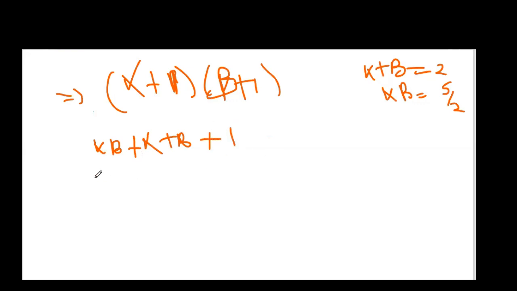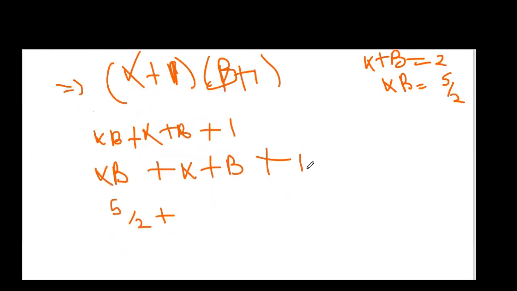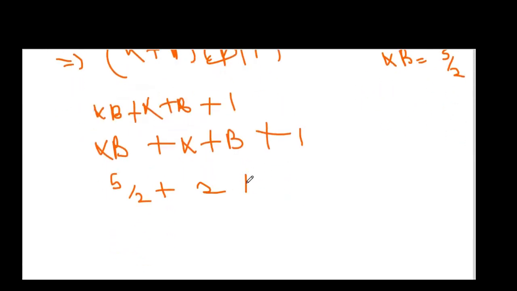So what do we have here? We have alpha times beta, the product. Then in the middle there, we can see that we have alpha plus beta, which is the addition. Then plus 1. So how do we find the answer? So we put the product there. The product is just 5/2. Plus, what is the sum there? Alpha plus beta. Alpha plus beta is 2. So you put 2 there, then plus 1.